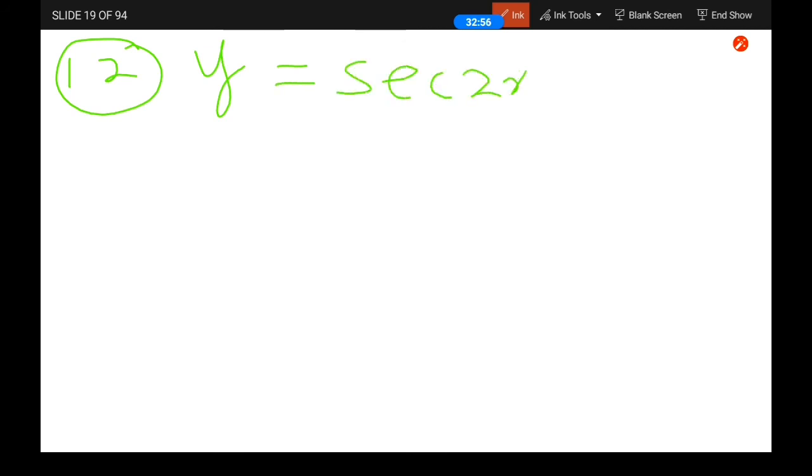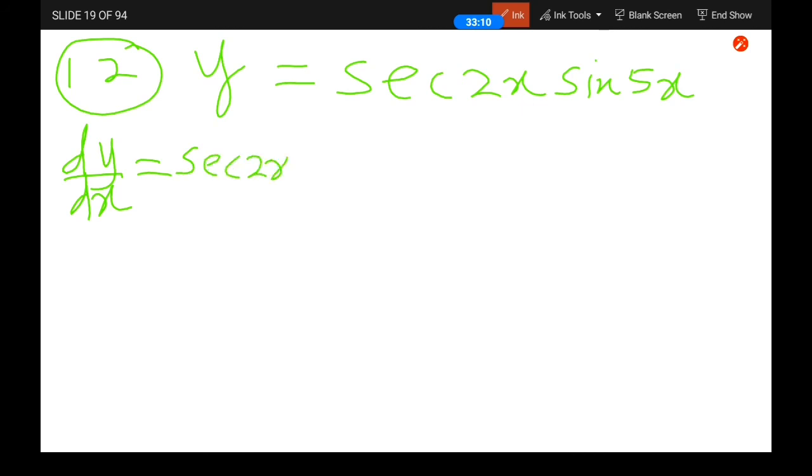Question 12. Now look at 12. It is giving us this. We have y equals sec 2x sine 5x. It's still product rule as well. So we have to do something here as well. The dy/dx. Leave the first one, sec 2x. Good. Times, differentiate this one.